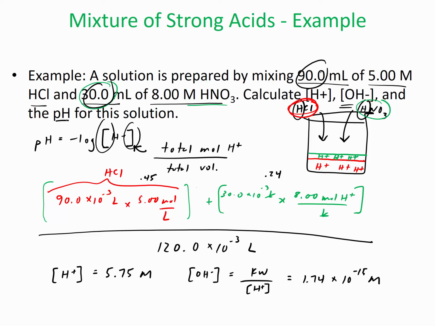And we also need the pH. The pH is going to be the negative log of that number. I'm going to wind up with a negative because the number is greater than 1. So 5.75, and I have negative 0.7. I have 3 sig figs, so I should have 3 decimal places. 0.760 is the pH. Okay, on to the next one.